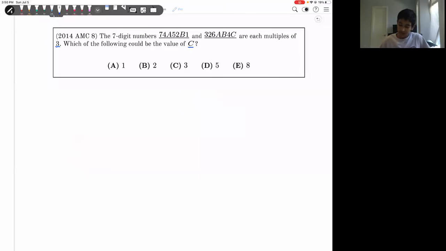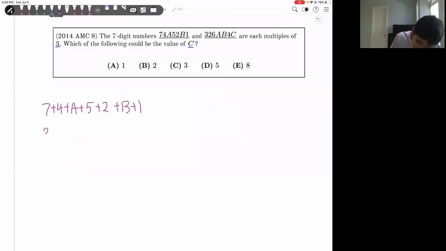Okay, so let me just give a small hint here. Since it's divisible by 3, we must have 7 plus 4 plus A plus 5 plus 2 plus B plus 1, and 3 plus 2 plus 6 plus A plus B plus 4 plus C, be multiples of 3. So the hint is to simplify these expressions. So let me simplify it actually. 7 plus 4 is 11, 11 plus 5 is 16, 16 plus 2 is 18, and 18 plus 1 is 19.